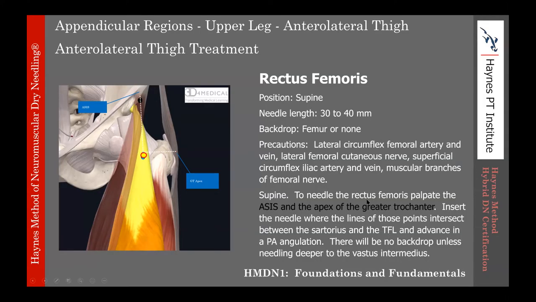Okay, on to rec fem. Again, this is going to be this location up high. We're going to use the apex of the greater trochanter in line with the ASIS to come down at the meeting of those two lines, and that's going to be our needle location, A to P.